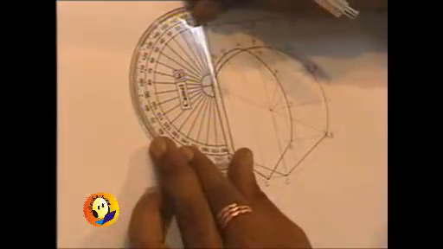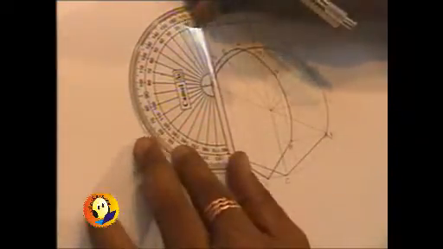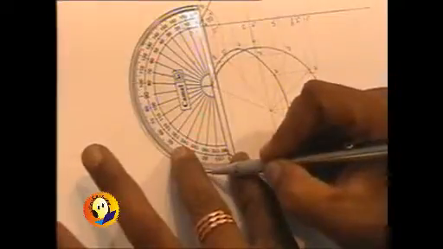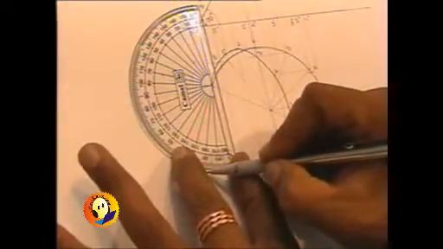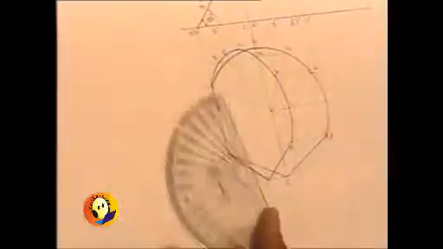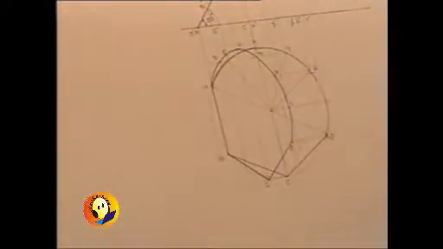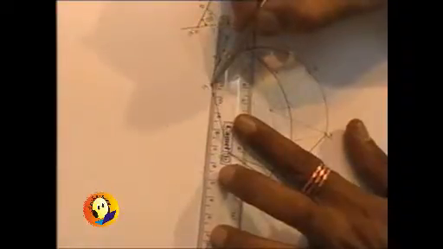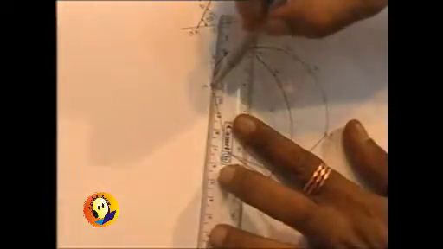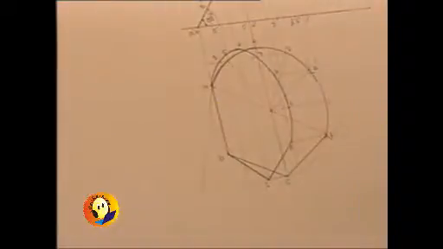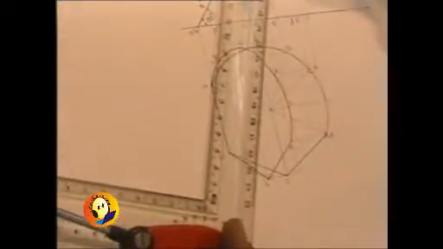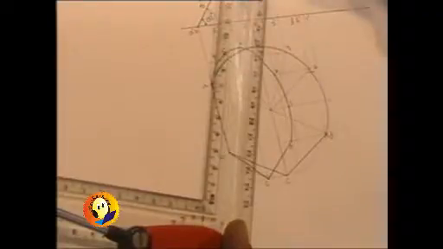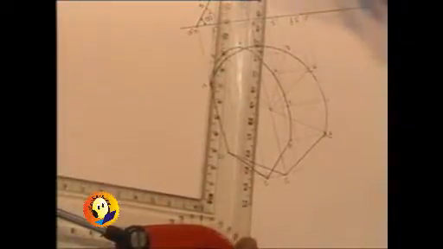So let us draw a line at 20 degrees with AB. So I am marking 20 degrees with AB here. This line is making 20 degrees with AB, and I will now be taking the XY line parallel to this at some distance.